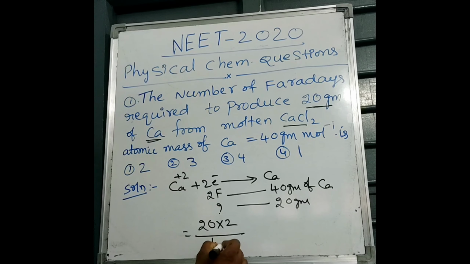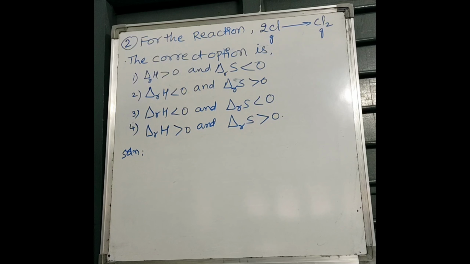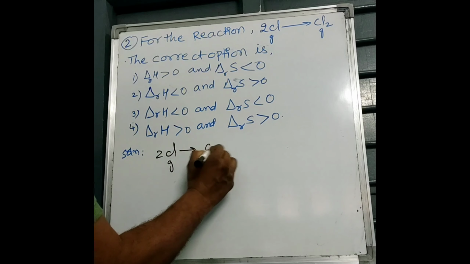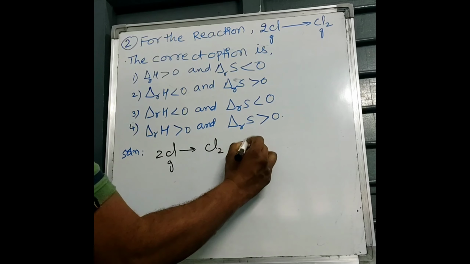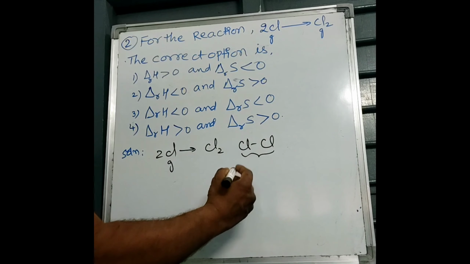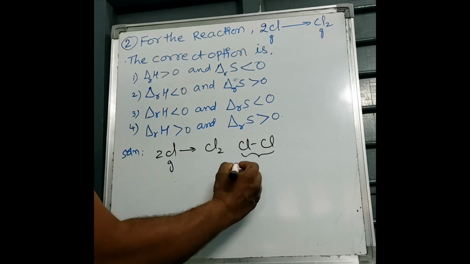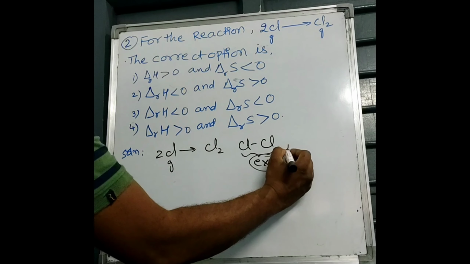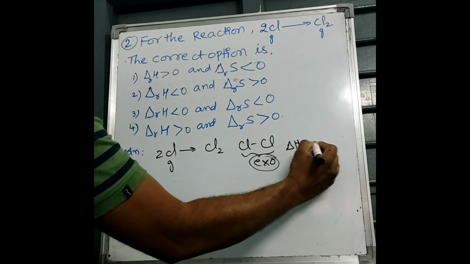The second question: for the reaction 2Cl becomes Cl2, what is the correct option? In this, 2 chlorine atoms become a chlorine molecule. Here bond formation takes place. During bond formation, energy will be released, which means it is an exothermic reaction. For an exothermic reaction, delta H value is negative. That means delta H is less than 0.